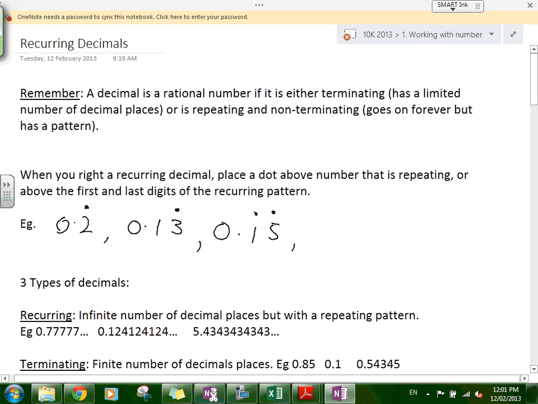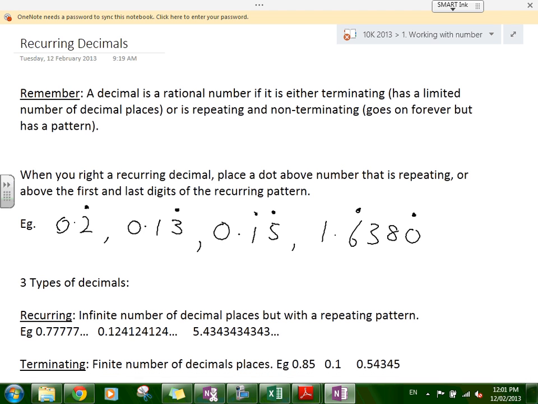Or if you have a longer pattern, you might have 1.6380. You put a dot above the first of the pattern and above the last. So 1.6380 is the pattern that continues and repeats over and over. Okay? So that's just the notation thing that we need to be familiar with. You've seen it before, making sure that you're familiar with that.